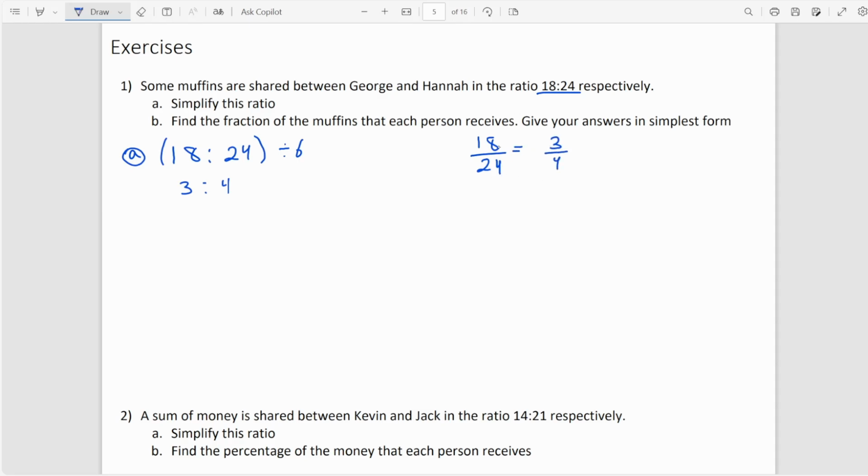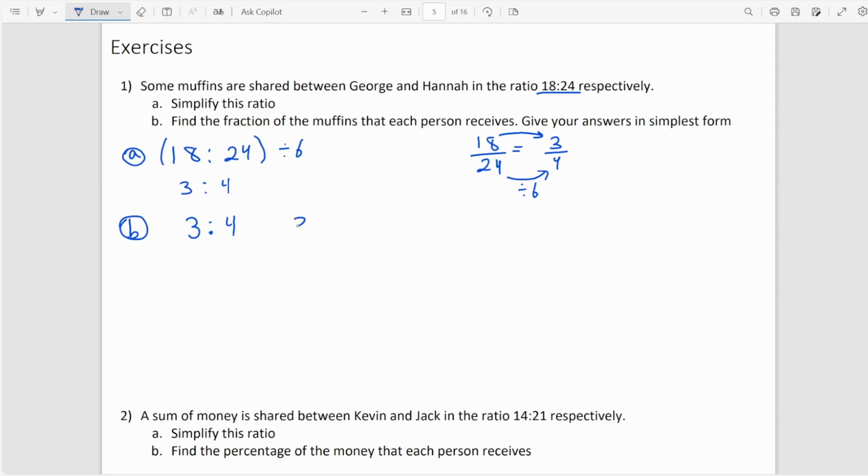So now you just have to think, how did the 18 become 3? And how did the 24 become 4? Both obviously got divided by 6. Okay? Now, part B. Find the fraction of the muffins that each person receives. Give your answer in the simplest form. Now, our ratio is 3 to 4. Once again, I will repeat this. It doesn't matter if you use 3 to 4 or 18 to 24 because they're the exact same. I'm simply using 3 to 4 because it's simplified.